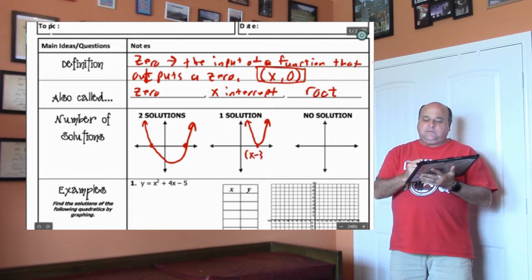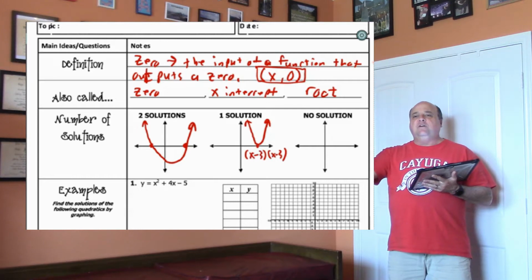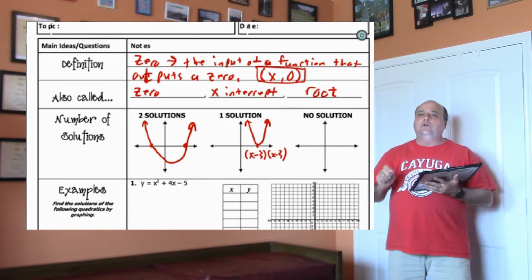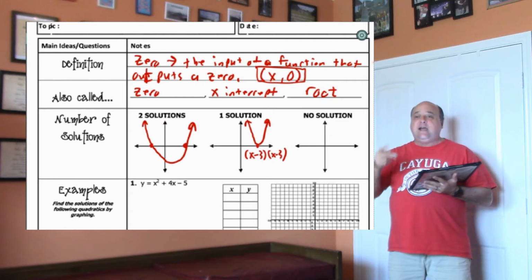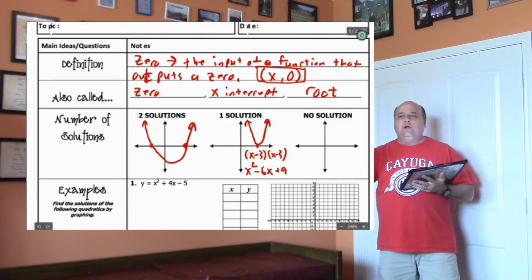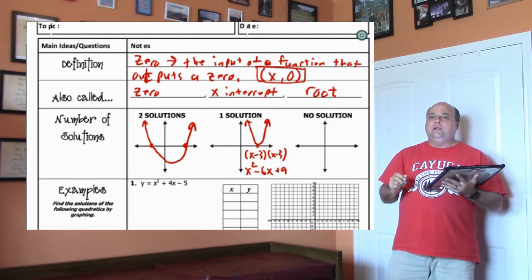It would look like x minus 3 times x minus 3. Notice the factors are the same. If the factors are the same, this is going to be one solution, okay? Because each factor is going to be a positive 3 for the zero in it. If you multiply this, you would get x squared minus 6x plus 9. If you were to graph that, you would only get one zero, and the zero would be at 3.